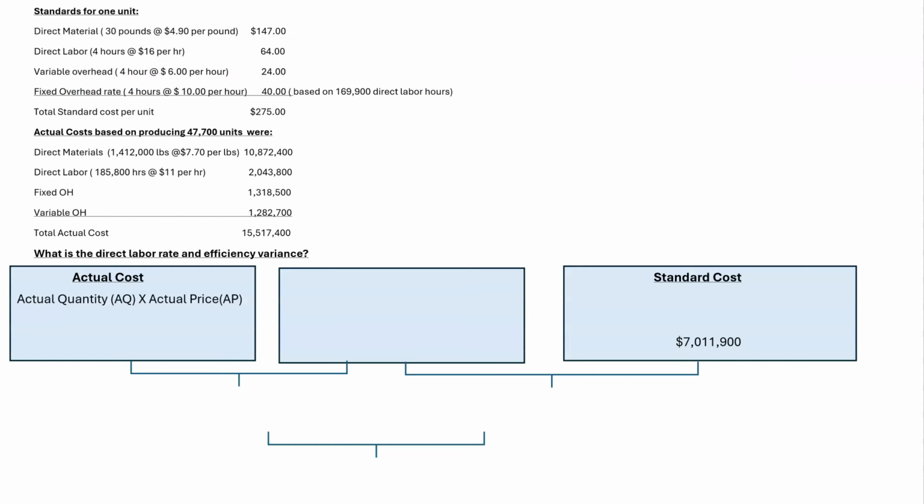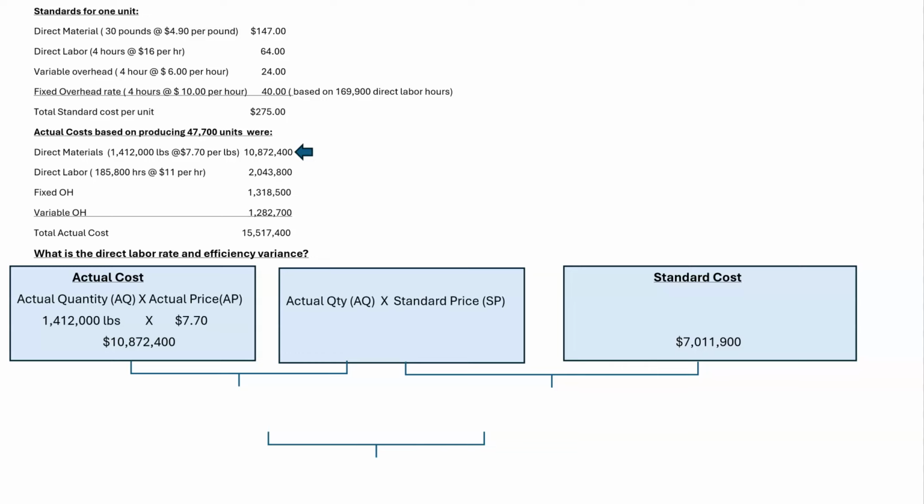Now, first we're going to do our material variance. The way to do your material balance, you first look at what did it actually cost us. So, it's going to be the actual quantity times the actual price per unit. In this case, we used 1,412 pounds times $7.70 per pound. And we spent a total of $10,872,400 right there.